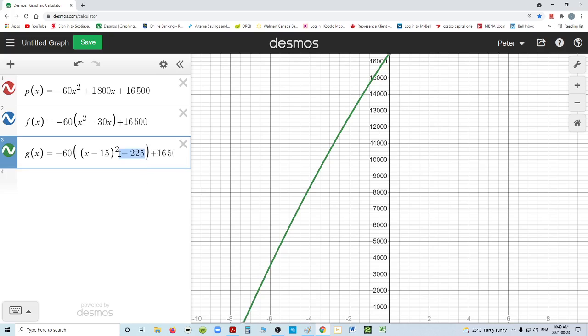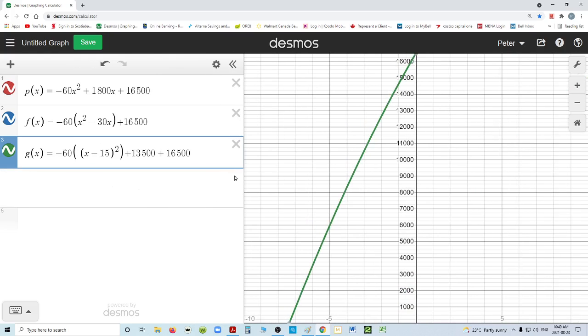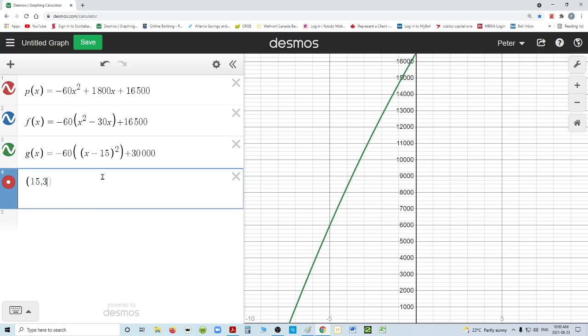And this isn't quite perfect yet. I've got to get the minus 225 out of there. So to do that, I have to multiply it by the minus 60. And when we multiply minus 60 times minus 225, it comes out to 13,500. So to get it out of the bracket, I have to add another 13,500. And if you don't remember how to do this, Google finding the vertex format. And finally, I've got to add those two together. So that adds up to, I believe, 30,000. So finally, we have the vertex format, and lo and behold, look at the vertex: 15, 30,000.